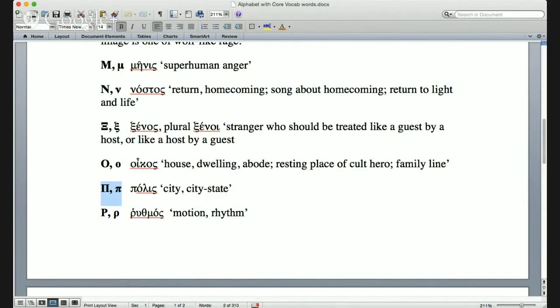So our sample word is polis from the core vocab list. Polis meaning city or city-state. So important in Greek, and we get many English derivatives like political, etc.